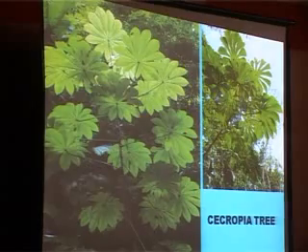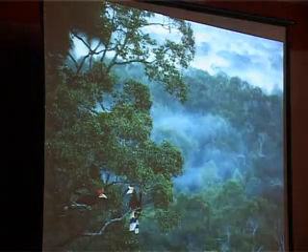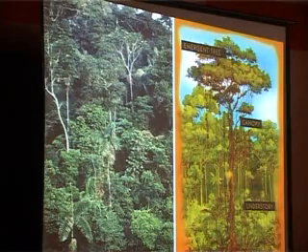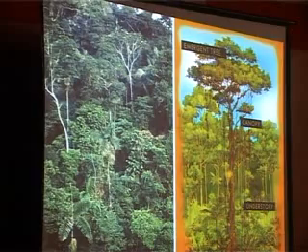Next one. This is the background of the rainforest. This forest is a layered forest. This is called the emergent layer. It faces the changes in the temperature and rainfall.